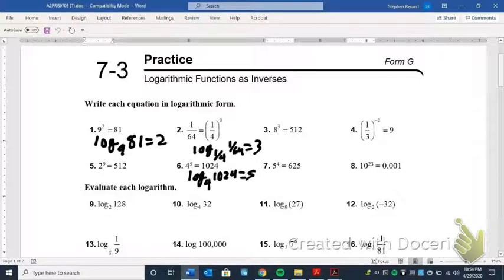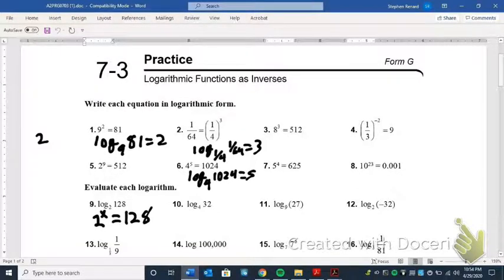Now, evaluate each logarithm. So we have log base 2 of 128. That means, what do we have to raise 2 to? Not like the dance gear, but to the power. What do we have to raise 2 to, to get 128?